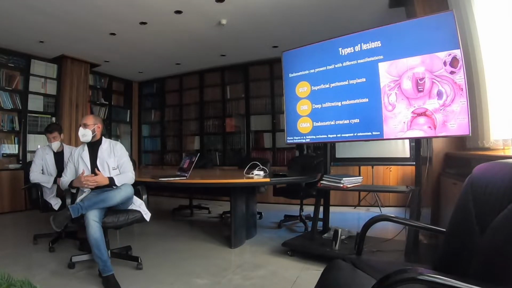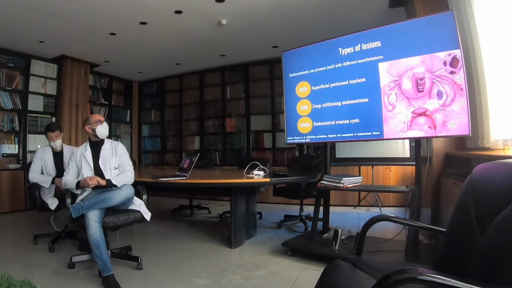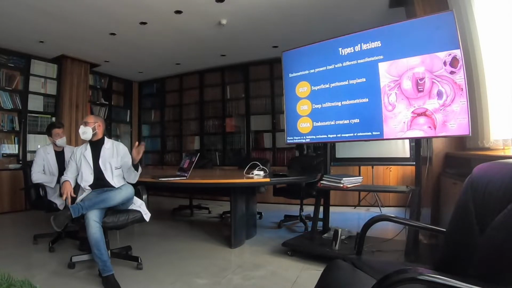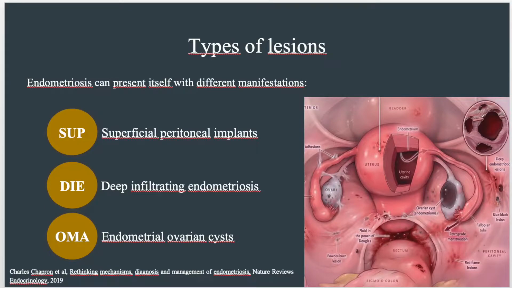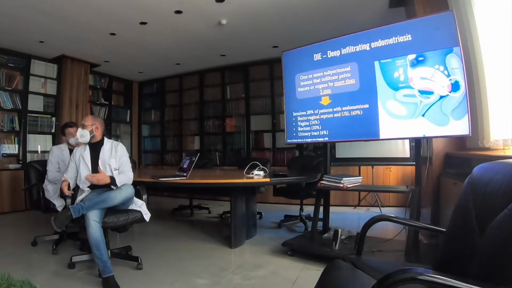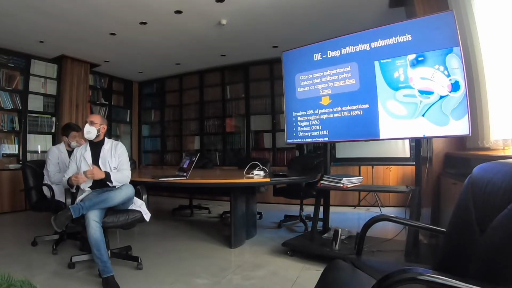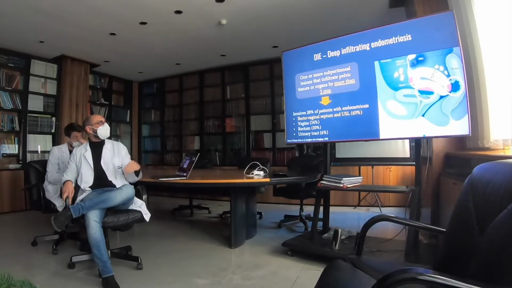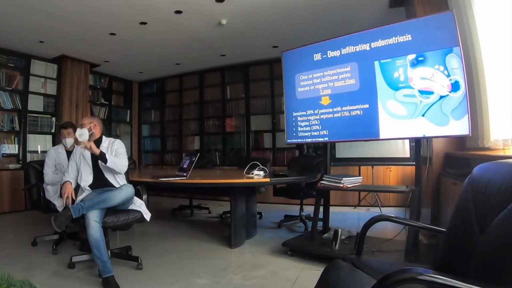We have many types of lesions in endometriosis. The most common ones are the SUPs, which are the superficial peritoneal implants, the DIE, which are the deep infiltrating endometriotic lesions, and the OMA, which are the endometriomas or ovarian endometrial cysts. Today we focus our attention on the DIE, the deep infiltrating endometriosis. For deep infiltrating endometriosis, we define one or more subperitoneal lesions which extend further than 5 millimeters on the surface of pelvic organs or tissues.